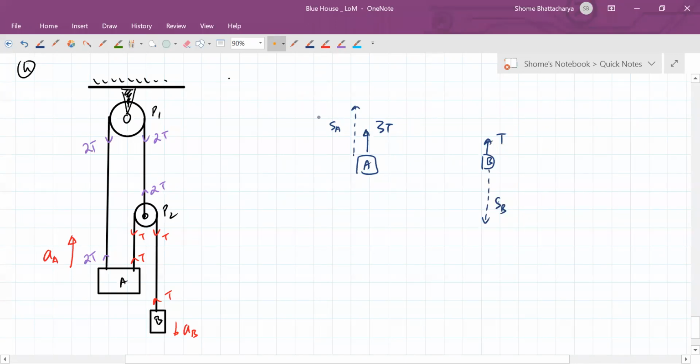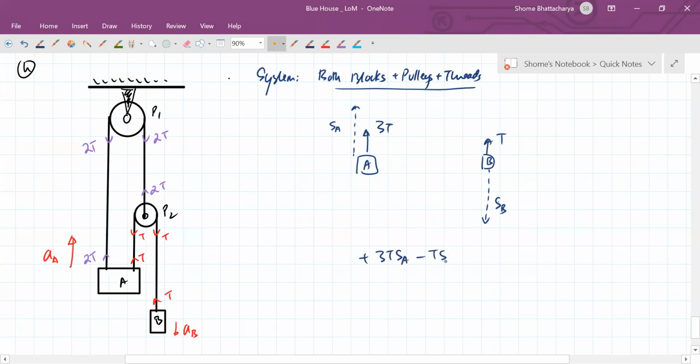So again, considering our system as both blocks plus pulleys plus both the threads. Okay. So we have plus 3T into SA minus T into SB is 0. So acceleration of A, so this becomes very easy.